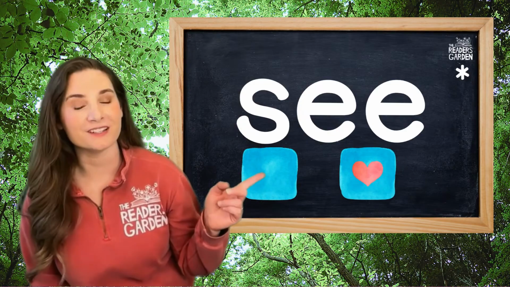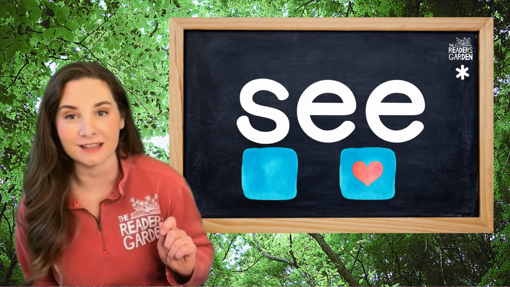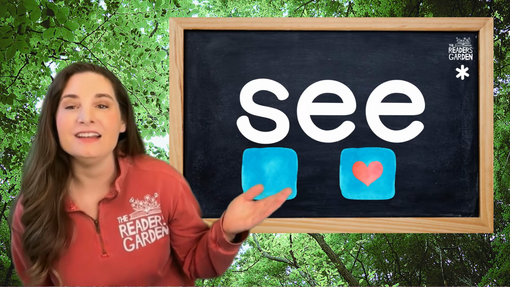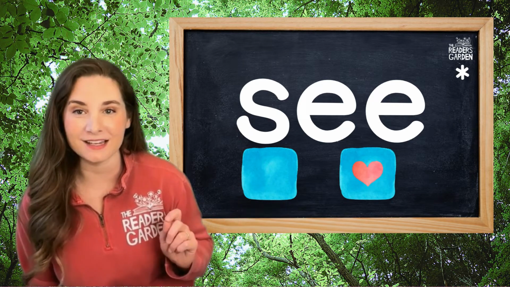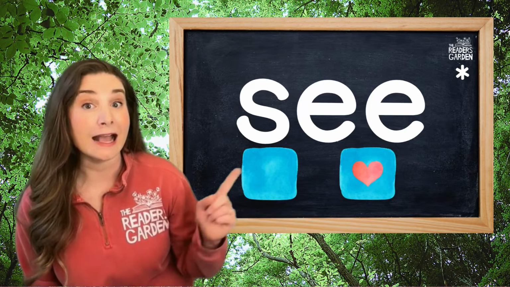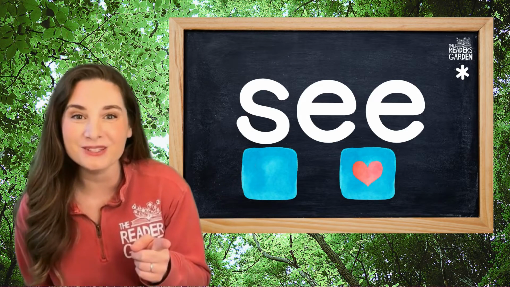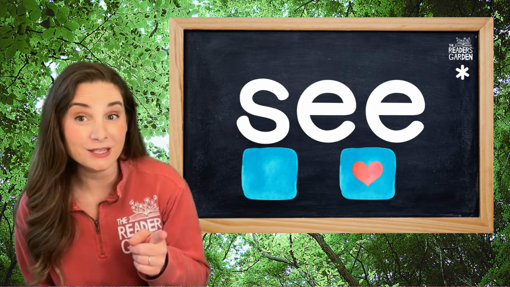Our next word for us to learn is the word see. The word is see. Can you say it with me? See. Now let's use the word see in a sentence. For example, I see a bird in that tree. Now, can you try using see in a sentence? Pause if you need to.